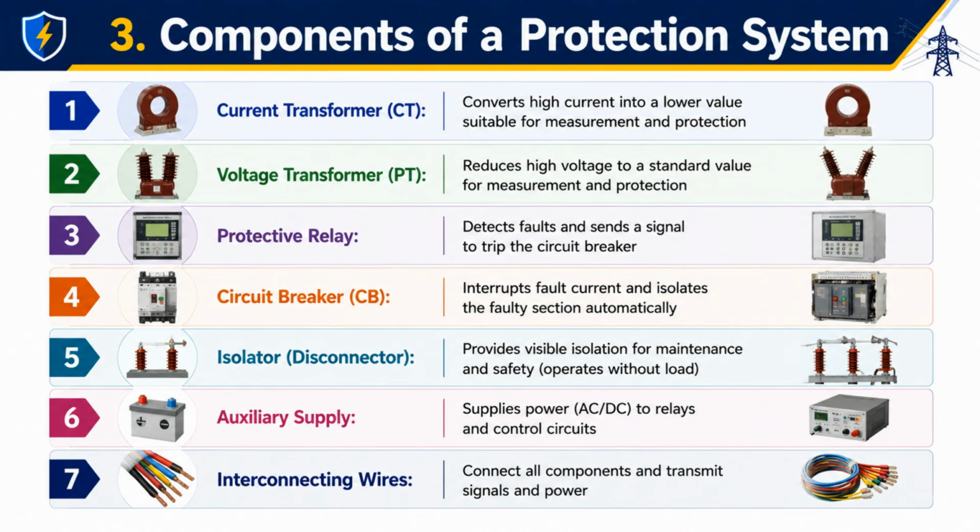4. Circuit breaker, CB. A circuit breaker, or CB, interrupts the fault current automatically. 5. Isolator, disconnector. An isolator provides visible isolation during maintenance. 6. Auxiliary supply. The auxiliary supply provides AC or DC power to protective relays and control circuits. 7. Interconnecting wires. Interconnecting wires connect all the protection components.